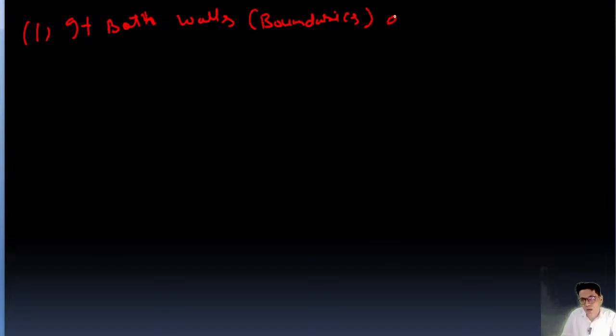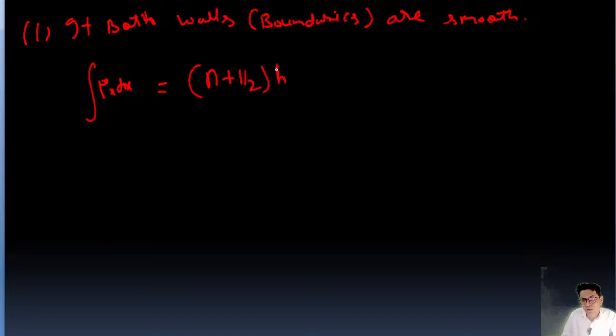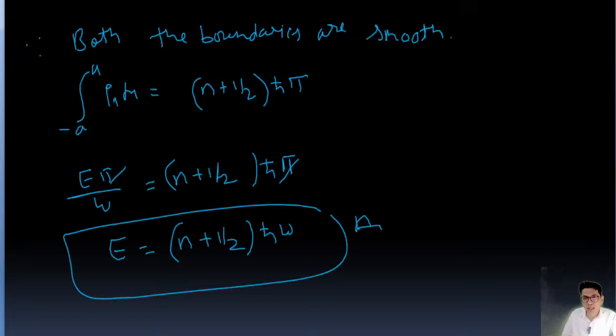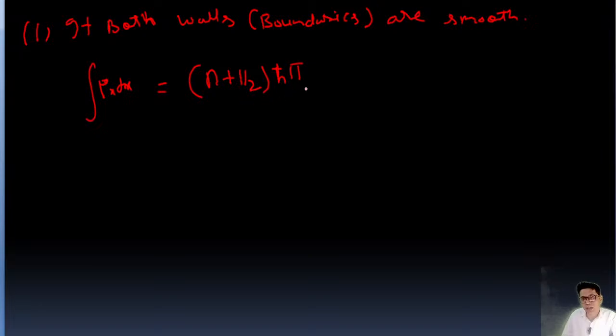So, three conditions. Okay, if both walls or boundaries are smooth, in that case the integration of p dx is going to be (n plus half) h cut pi. Okay, n plus half h cut pi.